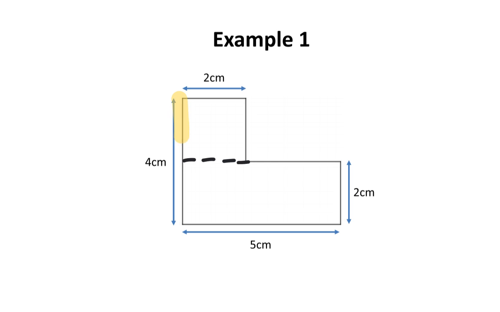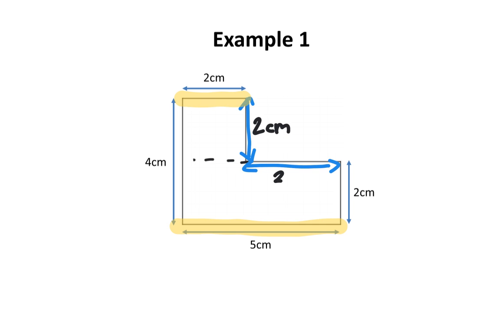Well, since we know this is 4 centimeters, and this is 2 centimeters, therefore this side length over here must be 2 centimeters as well. And if this side length is 5 centimeters, and this is 2 centimeters, that means this length over here is going to be 3 centimeters.